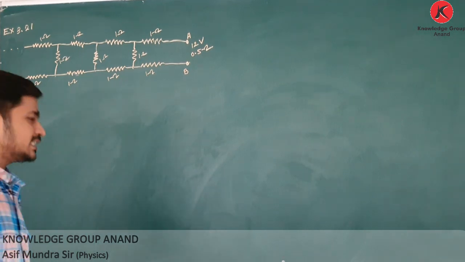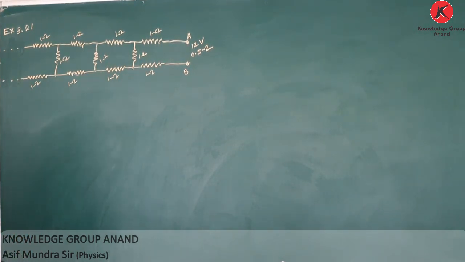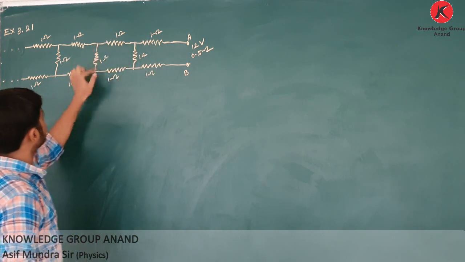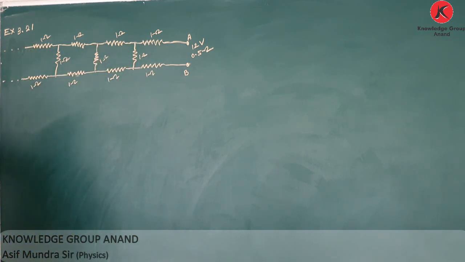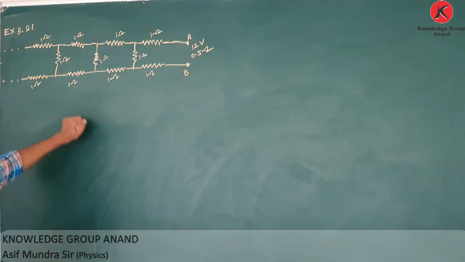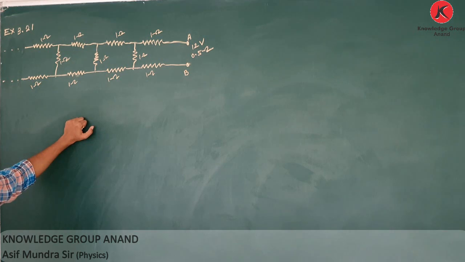Good morning, students. One more example, Exercise 3.21. You are given a circuit. See, this circuit is infinite, repeated up to infinity. It is connected to a battery having EMF 12 volt and internal resistance 0.5 ohm. Your question is to find the current supplied from the battery.